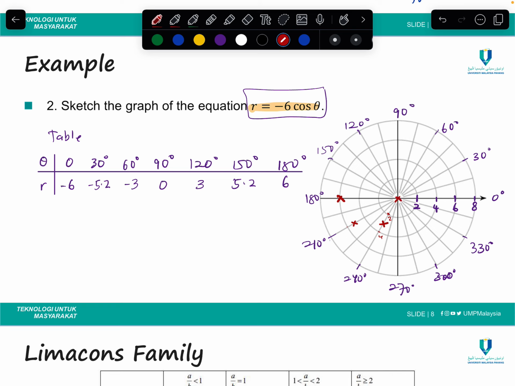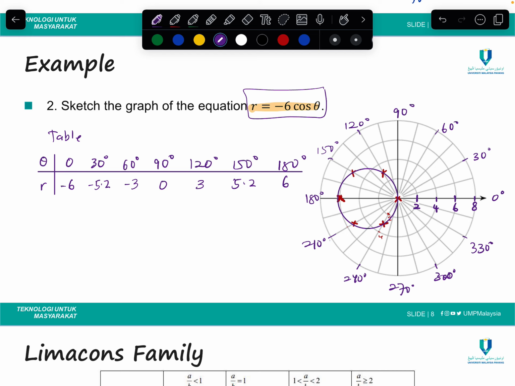120 is 3. 150 is 5.2. And 180 is 6. So it's a redundant point. So you can see the shape, the pattern here is a circle.